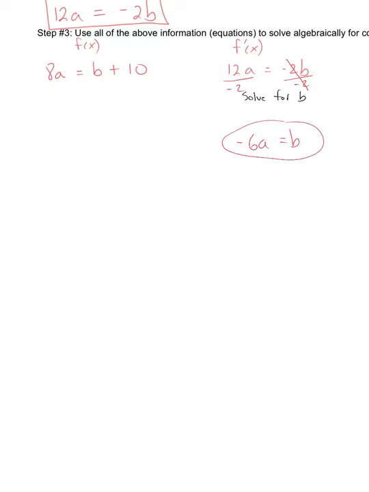But now, because b is equal to this, I can take this and plug it in right there. So I'm going to rewrite this equation, and I'm going to plug in what I know b to be. So 8a is equal to b plus 10, and b is equal to negative 6a. So I'm going to plug that in right here: negative 6a plus 10. Now I have an equation with one variable in it, and now I can solve this for a.